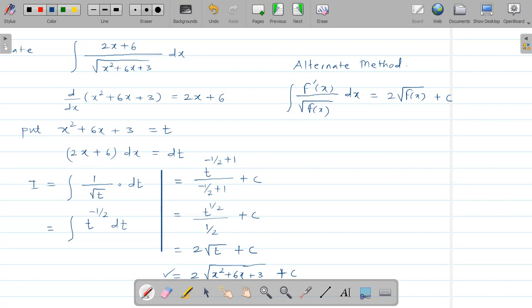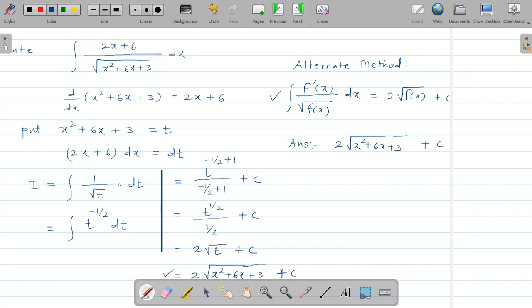If you compare this f dash x upon root of f of x, then see here it is 2x plus 6 upon root of x square plus 6x plus 3. So there is a root of f of x and the numerator contains the derivative f dash x. So directly by applying this rule, we get the answer, that is 2 times root of f of x. F of x means x square plus 6x plus 3, plus constant.